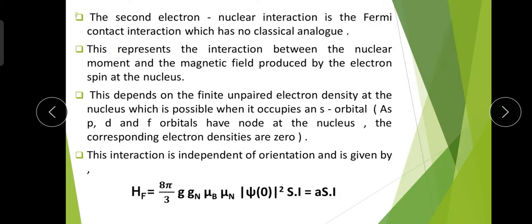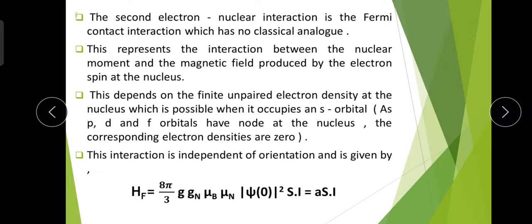That means the interaction energy due to Fermi contact is denoted by HF, which is equal to 8 pi upon 3, where g is the Landé factor for the spin motion, and gn is the nuclear Landé factor for the nuclear motion, mu B is the Bohr magneton, mu n is the nuclear magneton, psi of 0 is the wave function, and mod of psi of 0 square is the finite unpaired electron density, and again into S and I, where S is the spin quantum number and I is the nuclear spin quantum number.